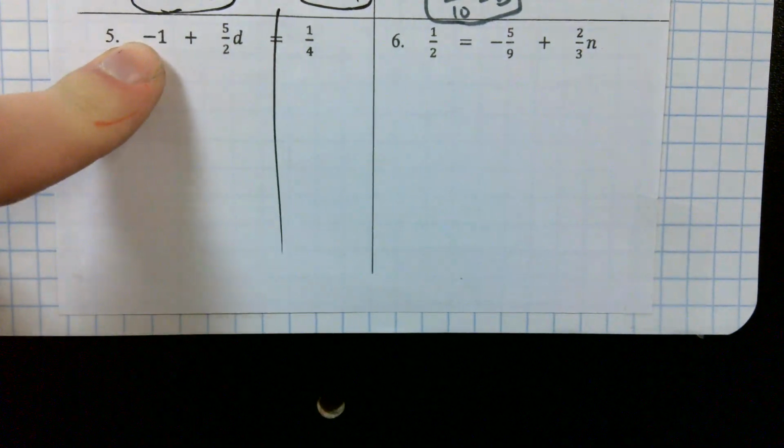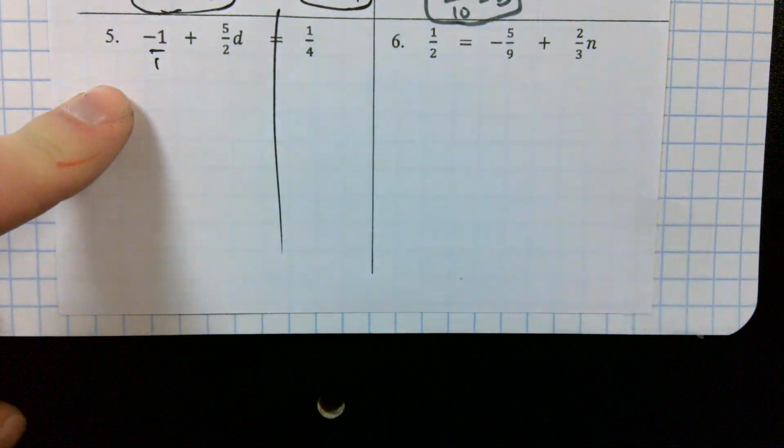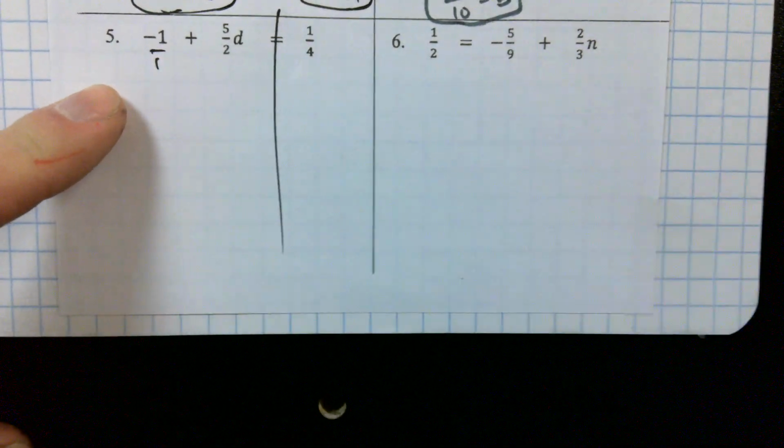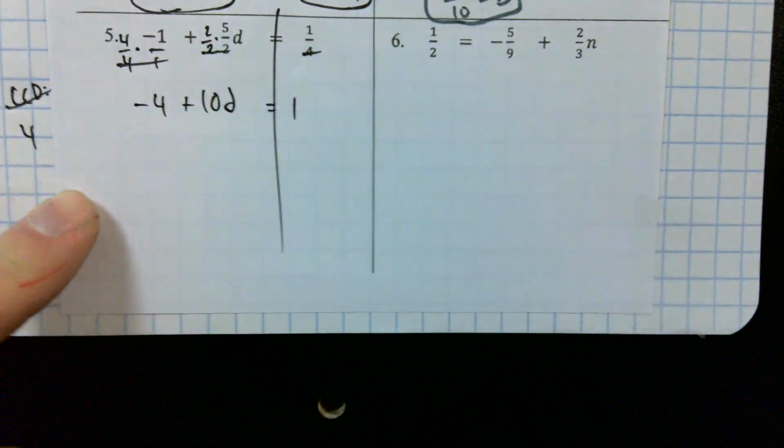Dropping it down. Okay, what do I need to do with this negative 1? Put it over 1. Good, yes, turn it into a fraction. Exactly. What's my LCD in number 5? 4. So I'm going to multiply this term by 4 over 4, this term by 2 over 2, this term by nothing. Cross out my bottoms. I get negative 4 plus 10d equals 1.